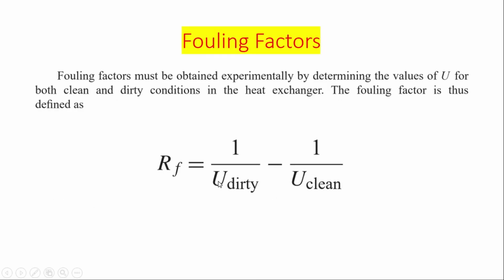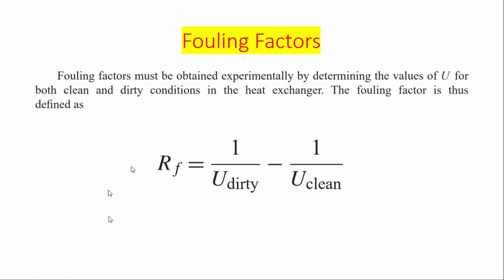So the last thing in today's lecture is the fouling factor. The fouling factor must be obtained experimentally by determining the value of U, the overall heat transfer coefficient, for both clean and dirty conditions in the heat exchangers. The fouling factor is represented by RF, and this is the formula to determine its value.